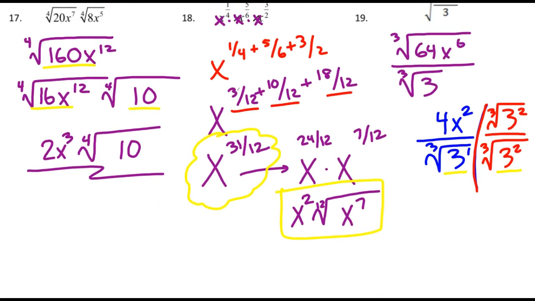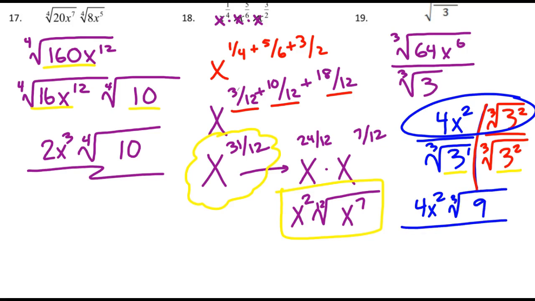So now in the numerator stuff, I have 4x squared times the cube root of, I'm just going to say 9, over, and then in the denominator, I'm just going to have a 3. Because the cube root of 3 cubed is a perfect cube, 3.